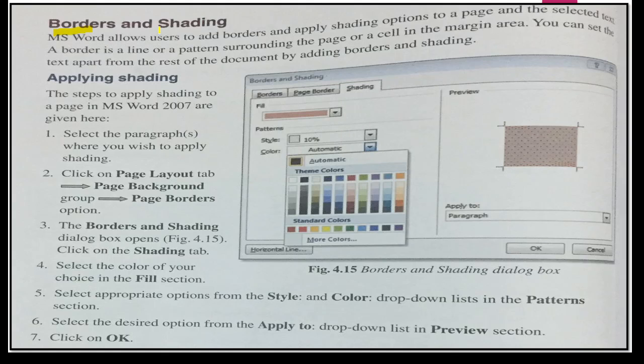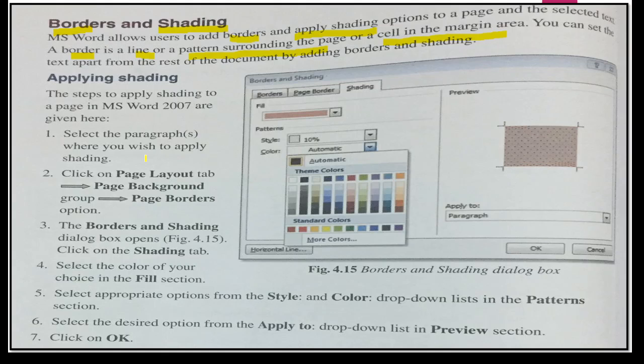Borders and shading. MS Word allows users to add borders and apply shading options to a page and the selected text. A border is a line or pattern surrounding the page or a cell in the margin area. You can set the text apart from the rest of the document by adding borders and shading. So how do you apply shading in MS Word?